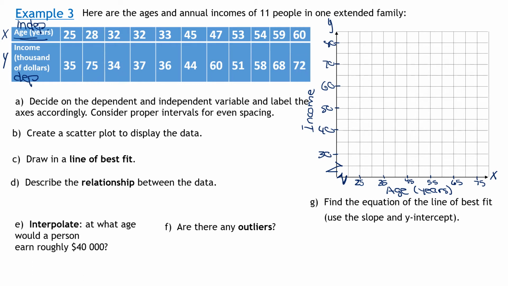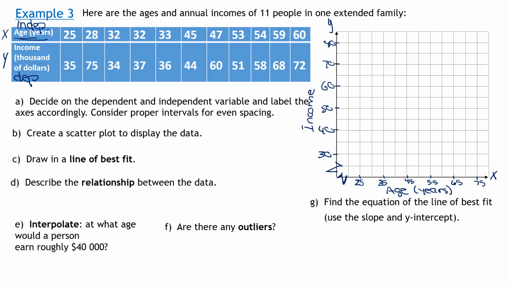Okay, so that was part A. We've got our axes, and it takes time, and you have to take the time to label your axes and to spread everything out. Because now when I go to plot them, when I go to put these points on, it's going to be really fast because I've got really nice axes laid out there.